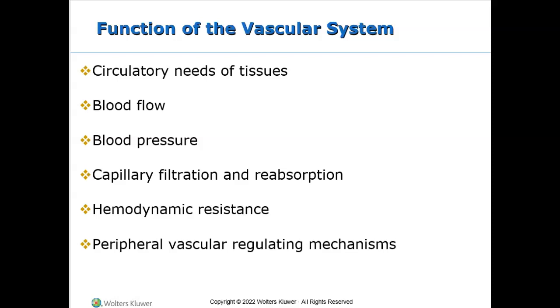I want to say one more thing. Remember that your arteries carry oxygen-rich blood and your veins carry oxygen-poor blood, with the exception of the pulmonary artery, which carries deoxygenated blood to the lungs, and the pulmonary vein, which carries oxygen-rich blood back to the heart. That's the only exception to the rule.